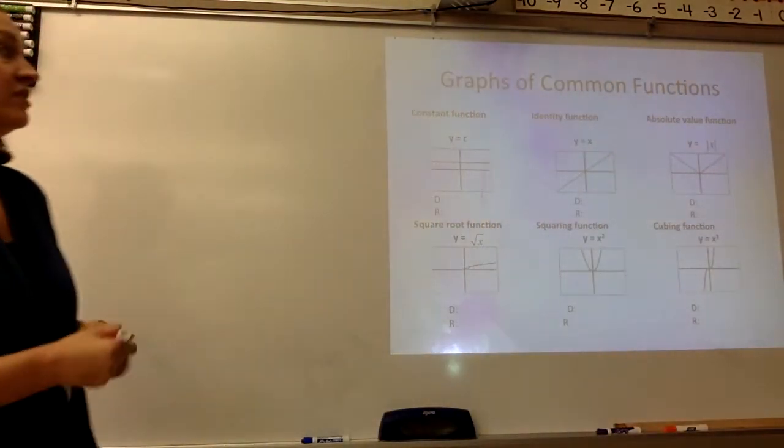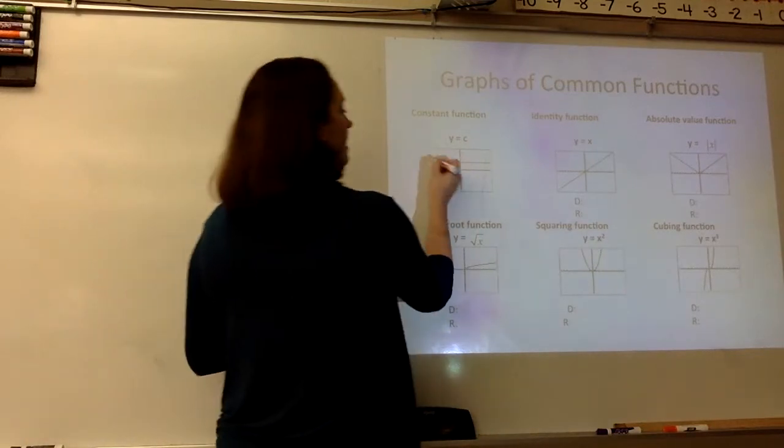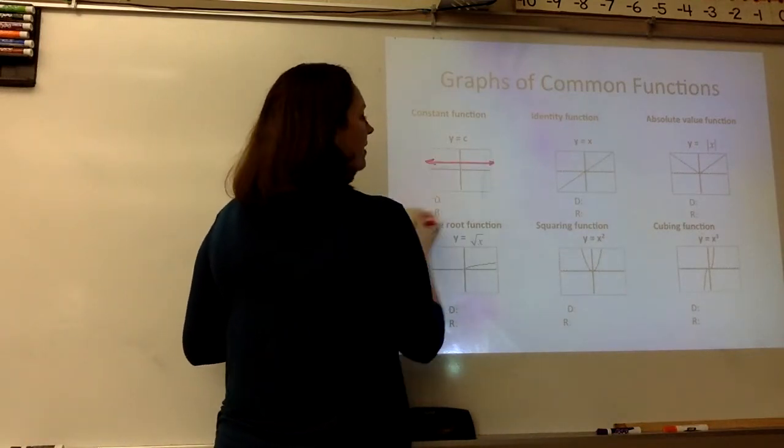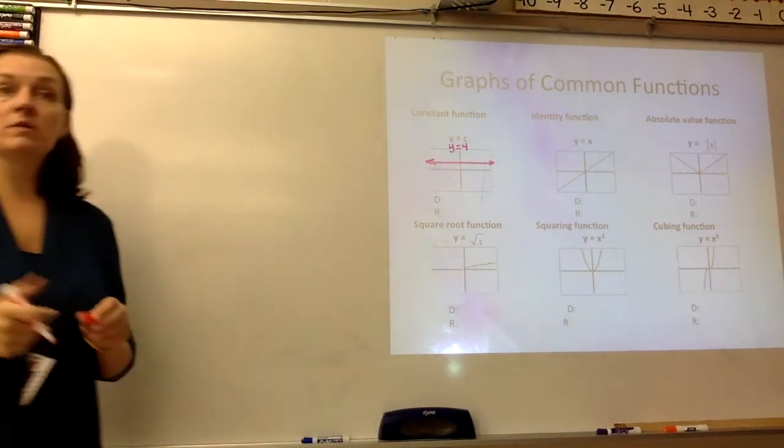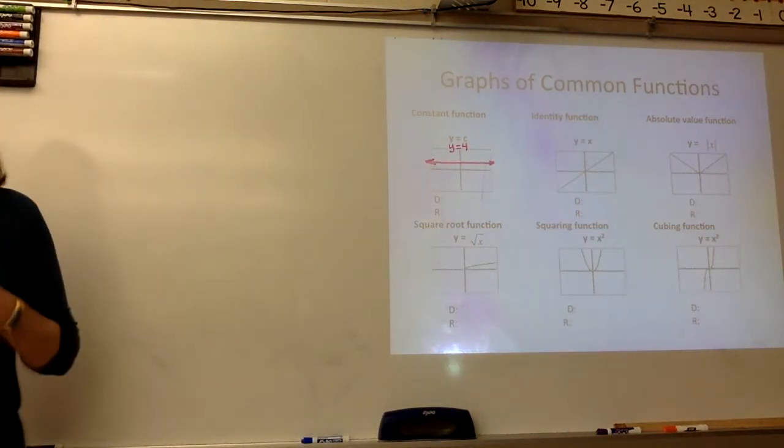So let's talk about what these were. The first one is y is equal to c. In this case, I believe you have y is equal to 4, correct? y is equal to 4. That is the constant function. It is a horizontal line.